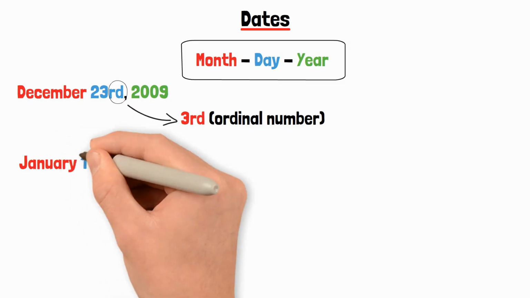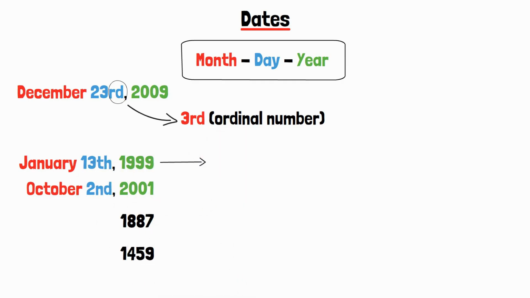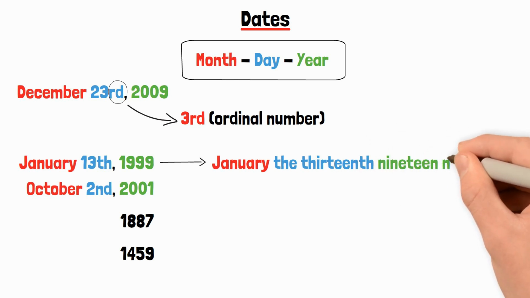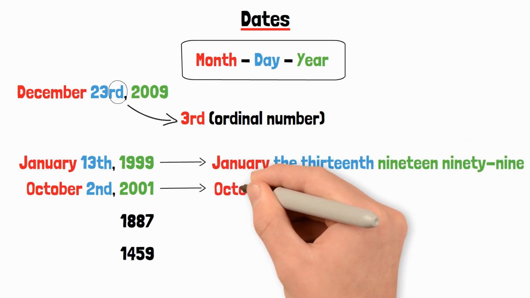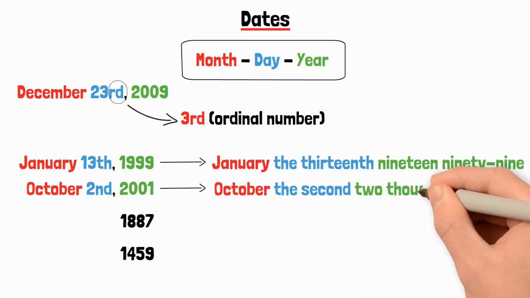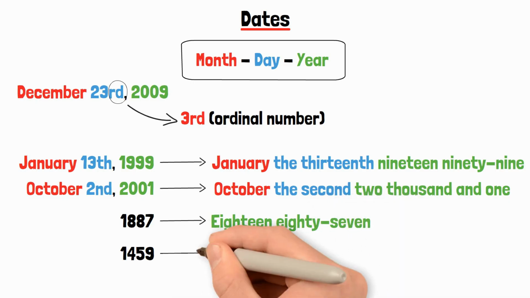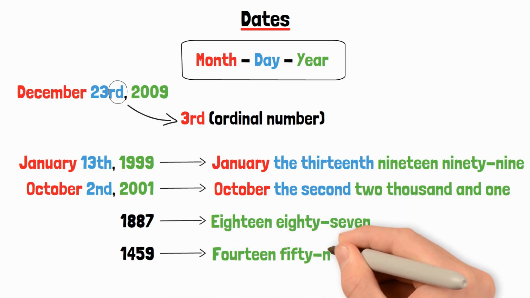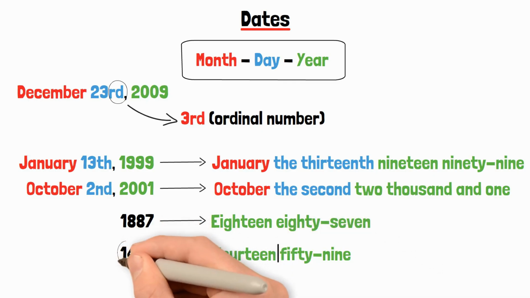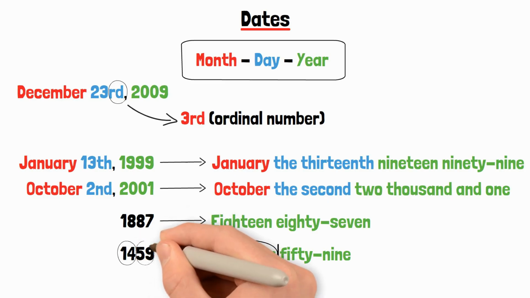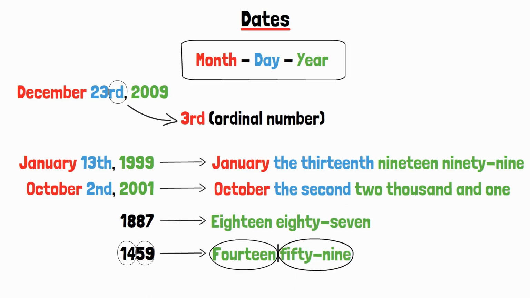Let's read the following dates together. January the 13th, 1999. October the 2nd, 2001. 1887. 1459. We start by reading the two numbers on the left and then the two numbers on the right. We use 2000 starting from 2000.